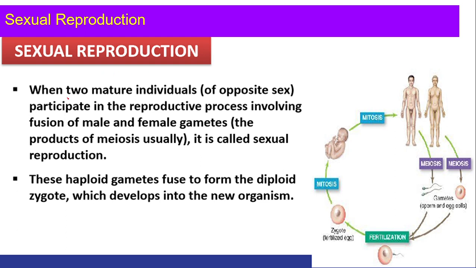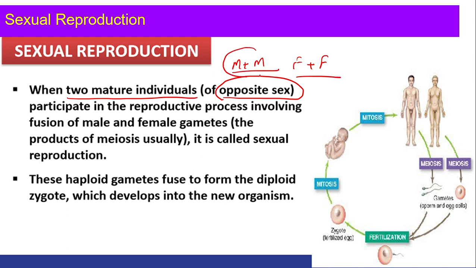Now, when two mature individuals of opposite sex, now have you ever seen reproduction occur in male and male or female and female? Nowadays, trend is going on something else, but reproduction to opposite sex में ही होगा, right? It has to be male and female always, right? Participate in a reproductive process involving the fusion of male and female gamete. That is the importance of sexual reproduction, that there will be the fusion of male and female gamete, right?